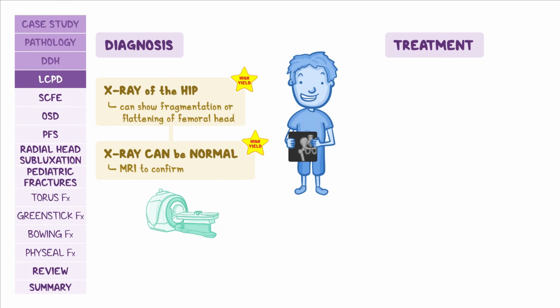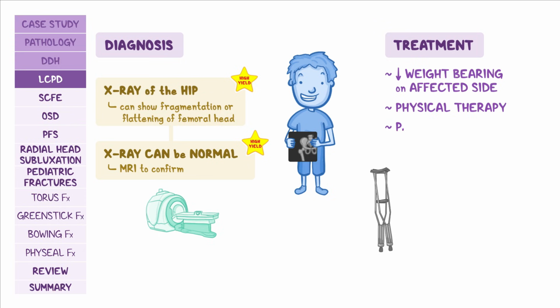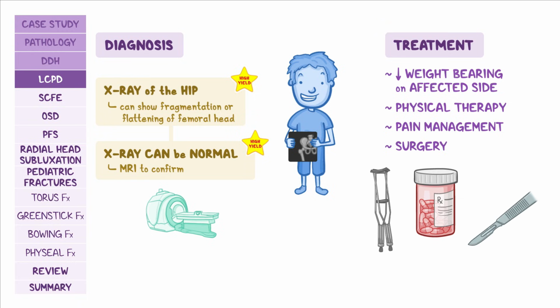Treatment of Legg-Calve-Perthes disease is typically conservative and may include reduced weight bearing on the affected side, physical therapy, and pain management. In severe cases with extensive damage to the femoral head, surgery might be recommended.